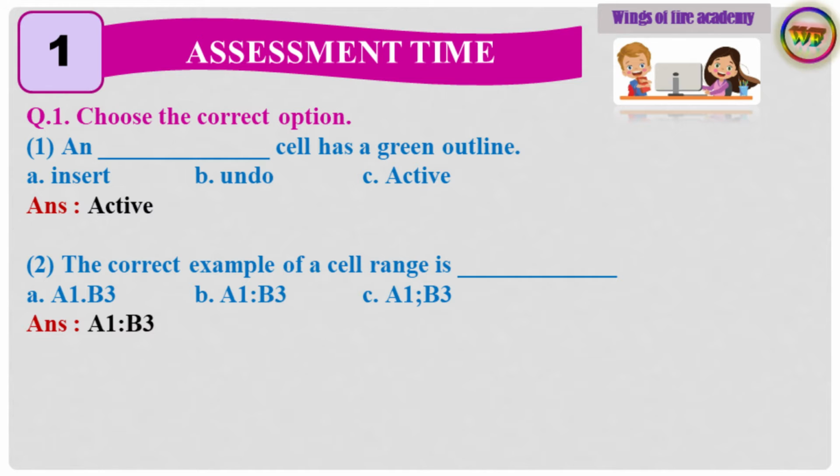Question 1. Choose the correct option. 1. An dash dash cell has a green outline. Answer. Active. 2. The correct example of a cell range is dash dash. Answer. A1 to B3.